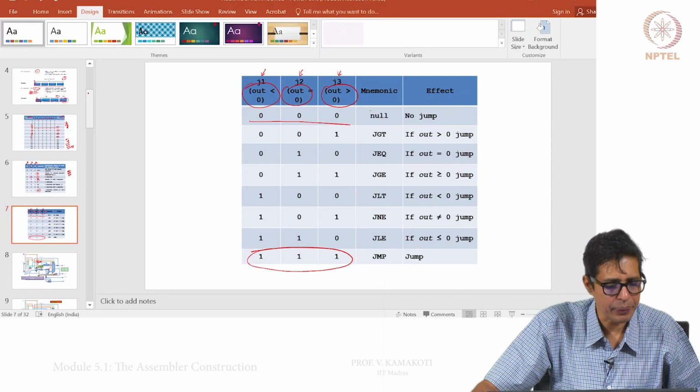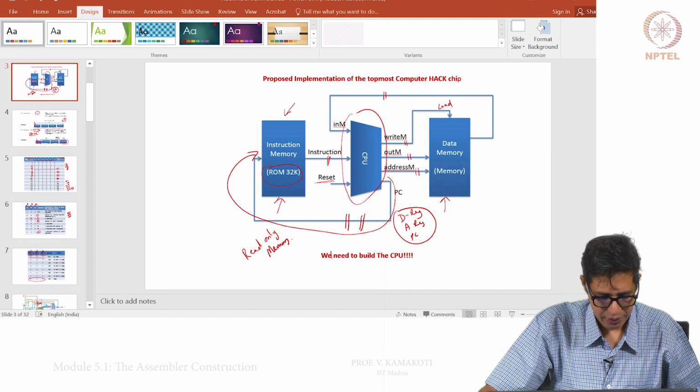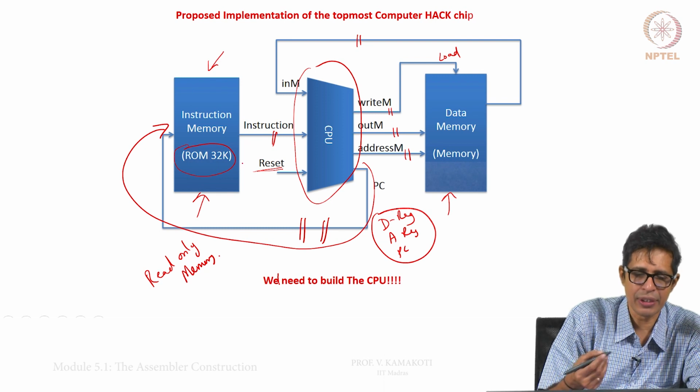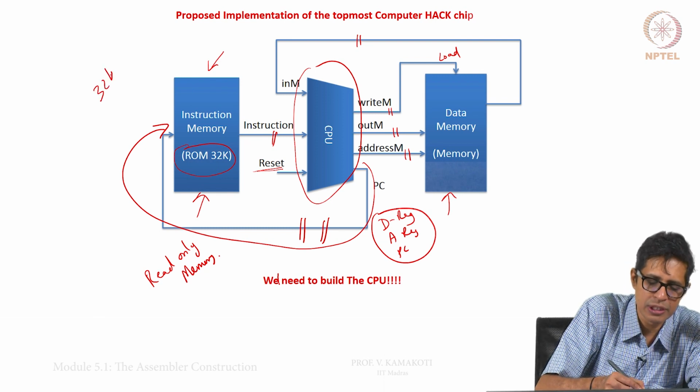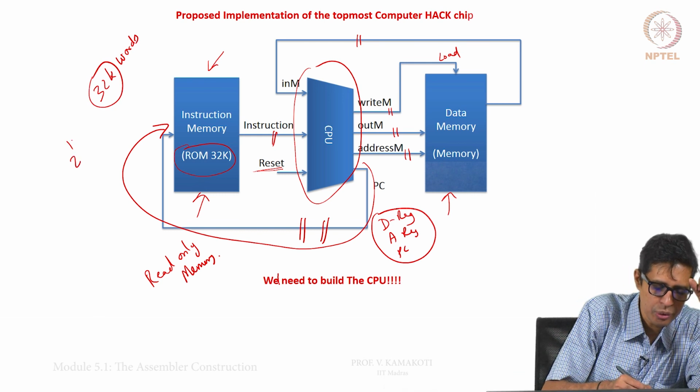Now, this is the machine model. We have already seen this machine model. The instructions are going to be in this ROM of 32K. So we have 32 kilo words of instructions. What is 32K? 2 power 10 into 2 power 5. So 2 power 15 instructions I can put.